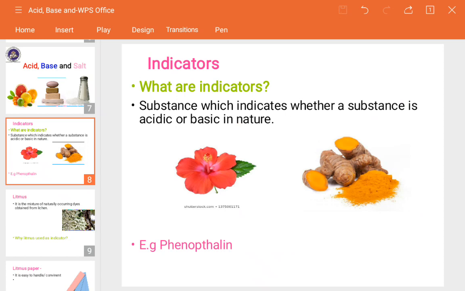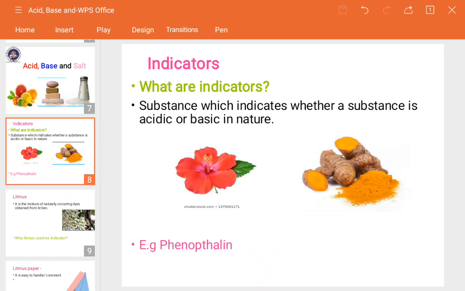We will see in detail what is meant by litmus. This is a new word for you. Now, as I showed, the hibiscus, which you can also call china rose, and the turmeric powder, which is a colored thing, act as indicators. How? We will see in their tests in specific ways.